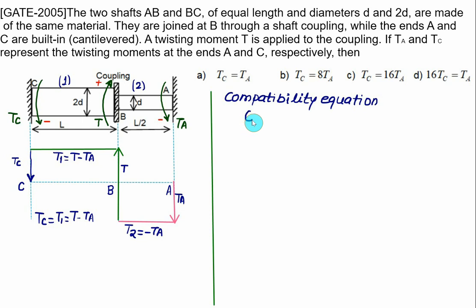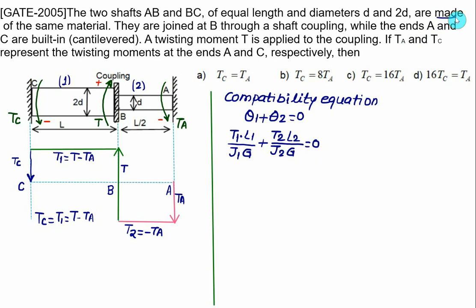One additional equation we can apply for a statically indeterminate problem is a compatibility equation, which says that this value of theta 1 is positive and this value of theta 2 is negative, so theta 1 plus theta 2 will be equal to 0. Theta 1 is given as T1 into L1 divided by J1 into G, plus we have T2 into L2 divided by J2 into G, equal to 0.